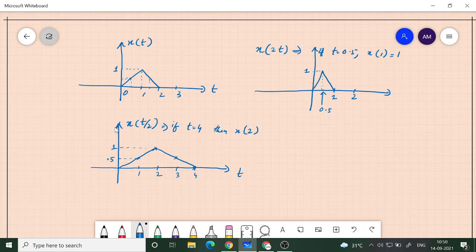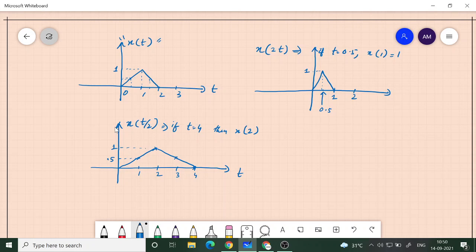Sir, in the plot of x of t by 2, when t equals 2, we suddenly get x of 1. Correct. So what is x of 1? This is the plot of x of t, so x of 1 you have to find from the first graph. You have to go to the first graph, get the value, and put it here. Yes, sir. So for the transformed signal, you give different values of time.